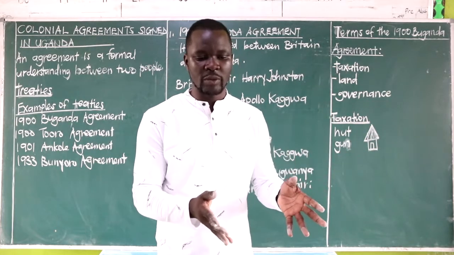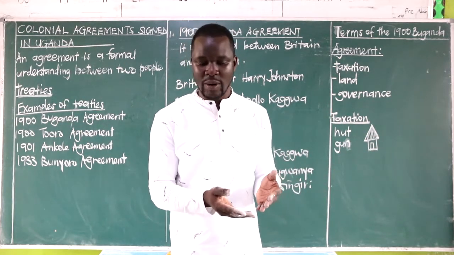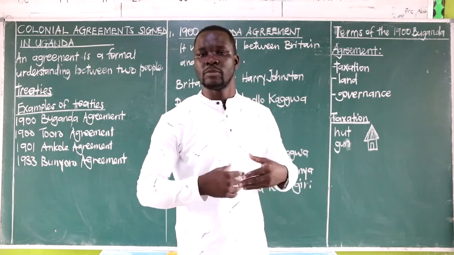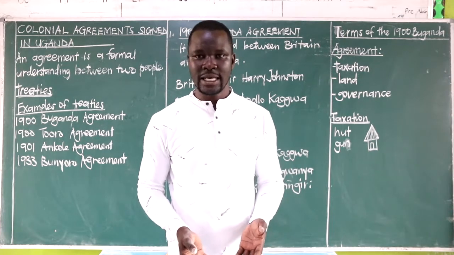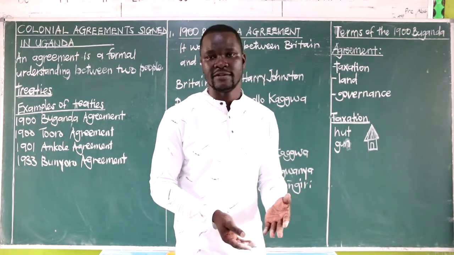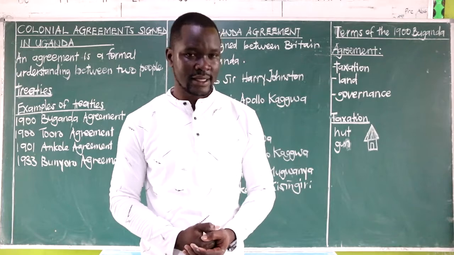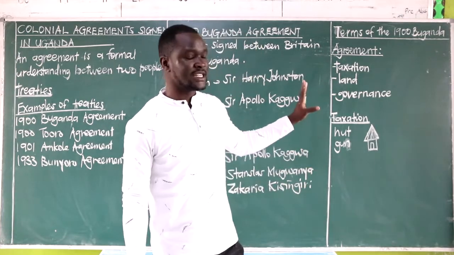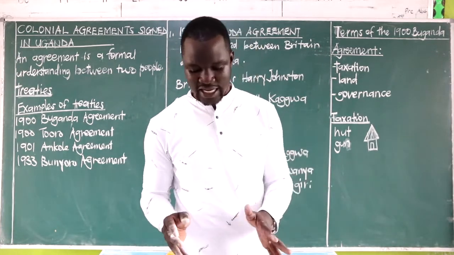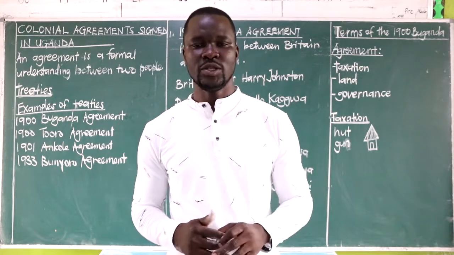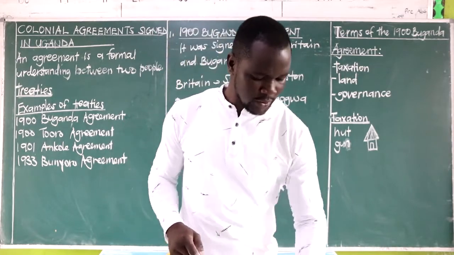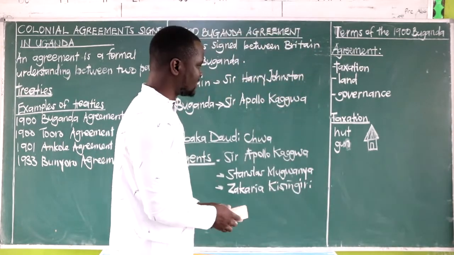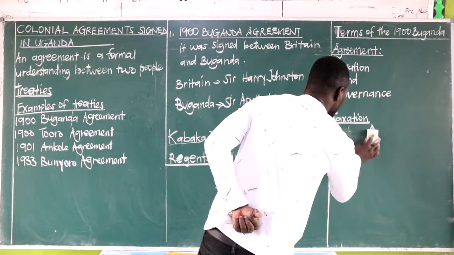We can't pay our taxes to them, and yet they cannot provide us with better social services. So it made people negative towards paying the tax. That is also what we need to understand as far as taxation is concerned. I believe you have got that information. It's very, very vital for you as a primary 5 child. We go to the second term.